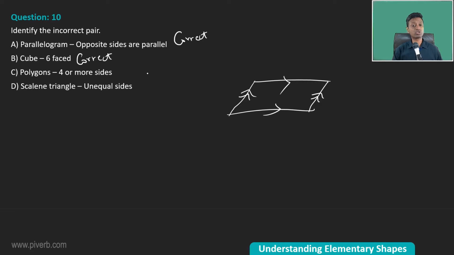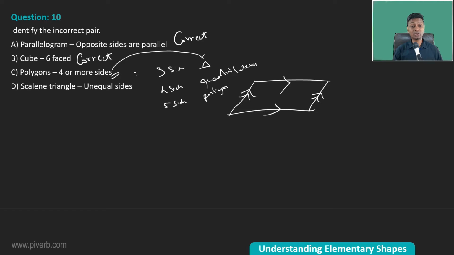Polygon, 4 or more sides. 3 sides is a triangle, 4 sides a quadrilateral, 5 sides a pentagon. So polygon, 4 or more sides. Is it correct? Quadrilateral, pentagon, hexagon, heptagon, octagon, nonagon are all polygons. Correct.